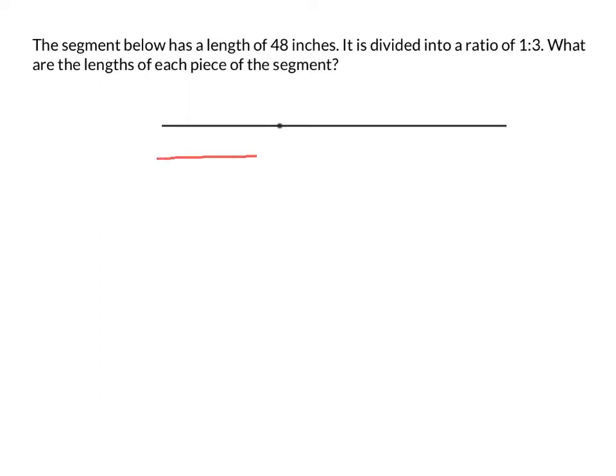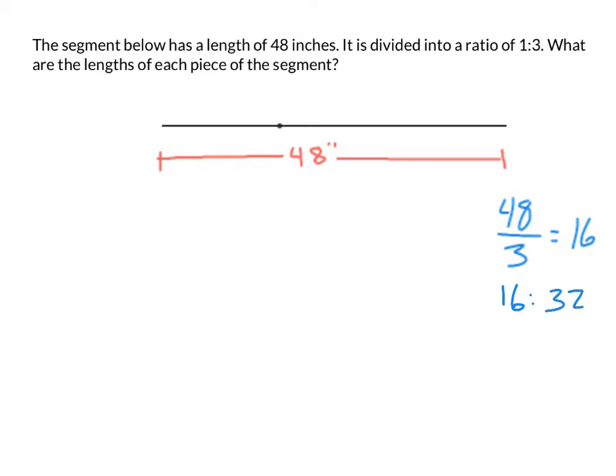Now we're told that this segment has a length of 48 inches all the way across, from there to there. Now it's divided into a ratio of 1 to 3. What are the lengths of each piece of segment? It's easy to look at this and say, oh, well, let's just take 48, divide it by 3, come up with 16. So the two lengths must be 16, and then the remaining amount to get to 48 is 32.